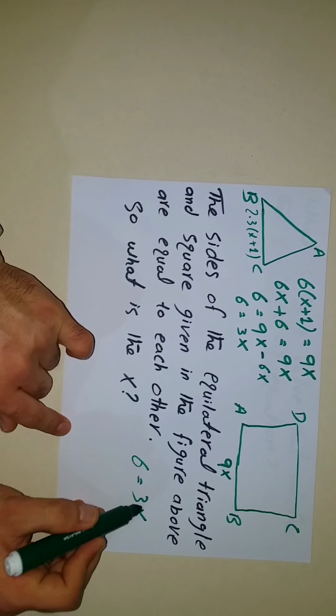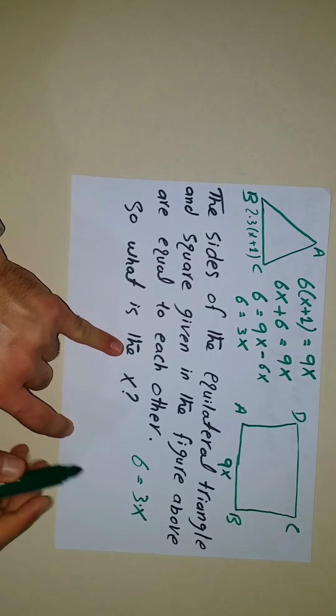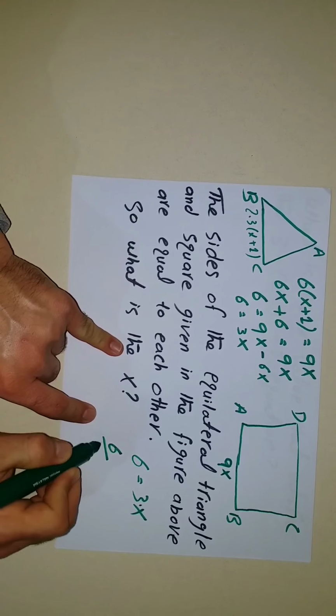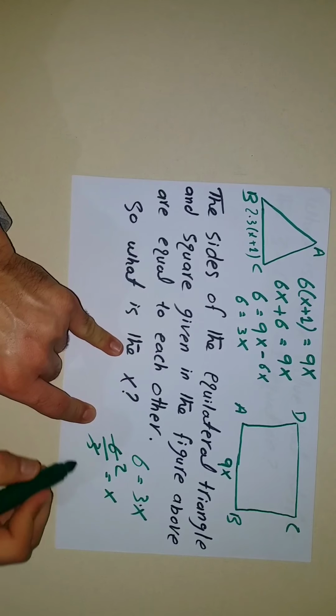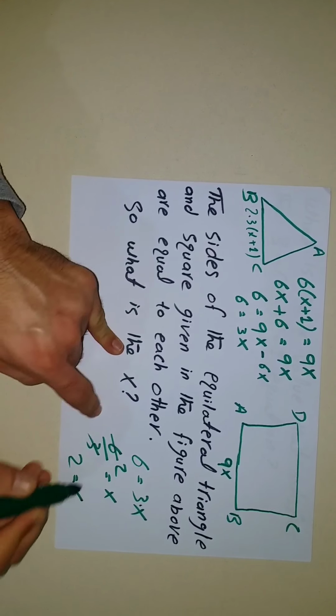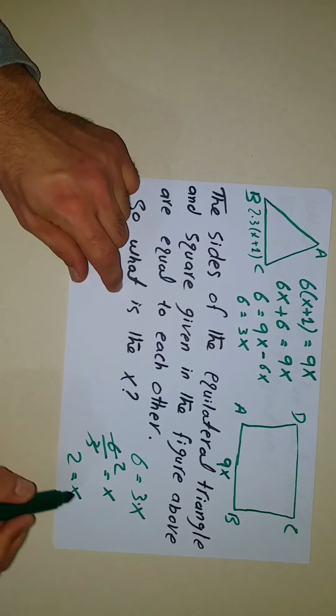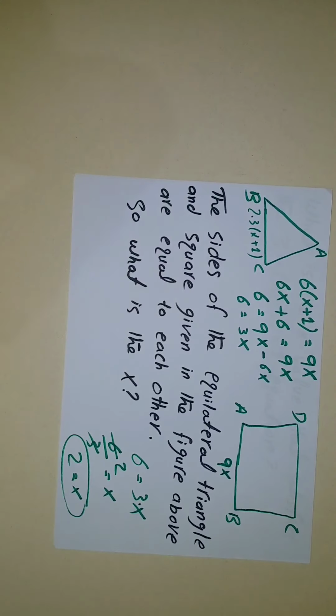Now I will transfer this 3 to the other side of the equation. So 6 divided by 3 is equal to x. 3 ones are 3, 3 twos are 6. 2 is equal to x. So the value of x is equal to 2.